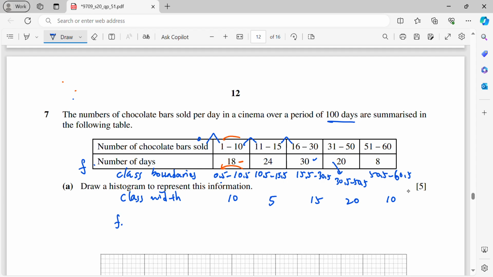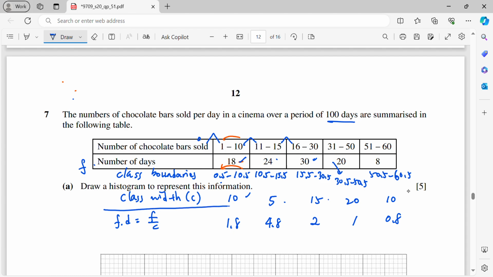Frequency density is basically frequency over class width. Let's say class width is C. Now 18 divided by 10, you will get 1.8. 24 divided by 5 is 4.8. 30 over 15 is 2. 20 over 20 is 1. 8 over 10 is 0.8.